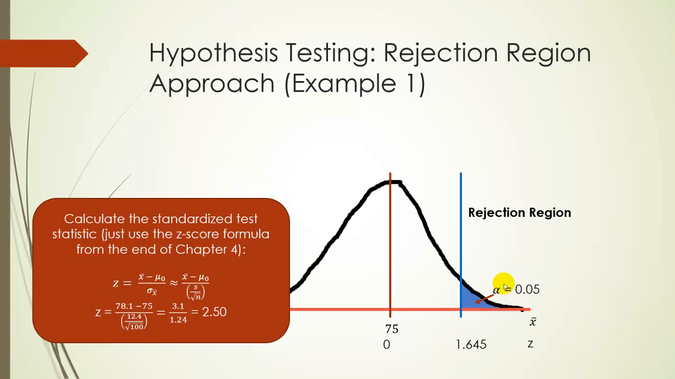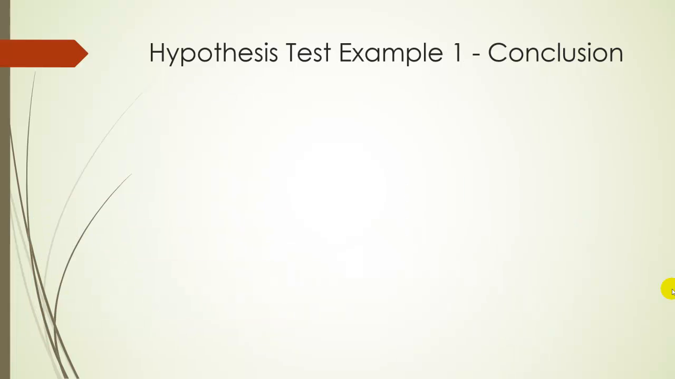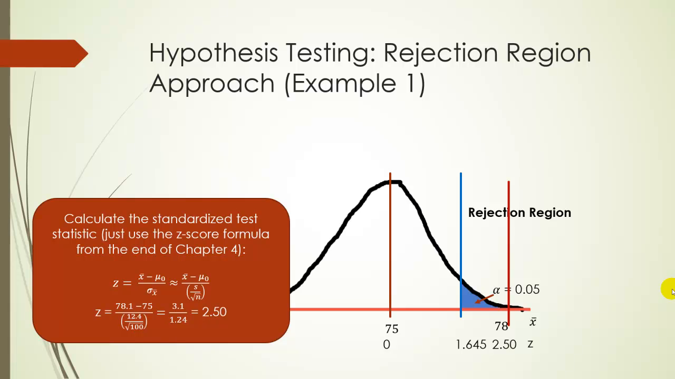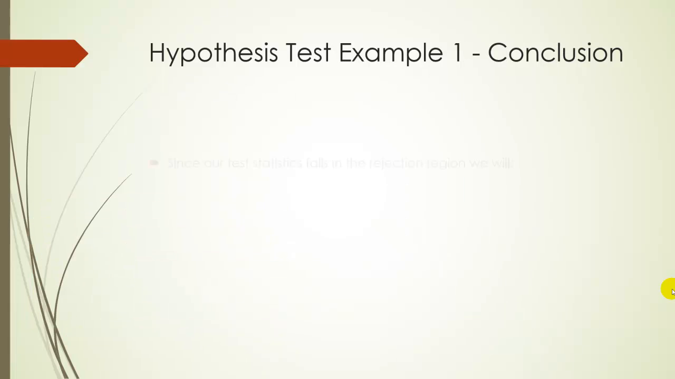2.5 falls somewhere over here. It's to the right of 1.645, so let's draw a line there. So here's our sample average of 78. The Z value associated with it is 2.5. That clearly falls in our rejection region. So that means that's our conclusion. Our conclusion, oops, I never really wrote it. Our conclusion is just going to be to reject H0 since it falls in our rejection region.